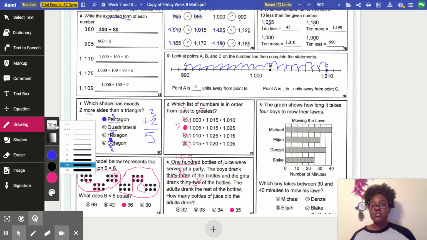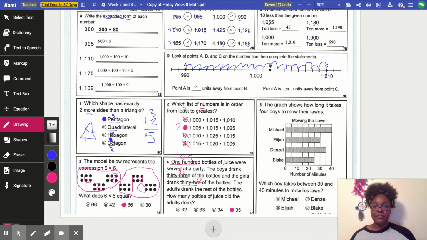The graph shows how long it takes for 4 boys to mow their lawns. Number of minutes mowing the lawn. We have Michael, Elijah, Denzel, Blake. Now, I know that this question doesn't ask us who mows whatever amount of time. But what I always want my kids to do is put the labels out to the side.